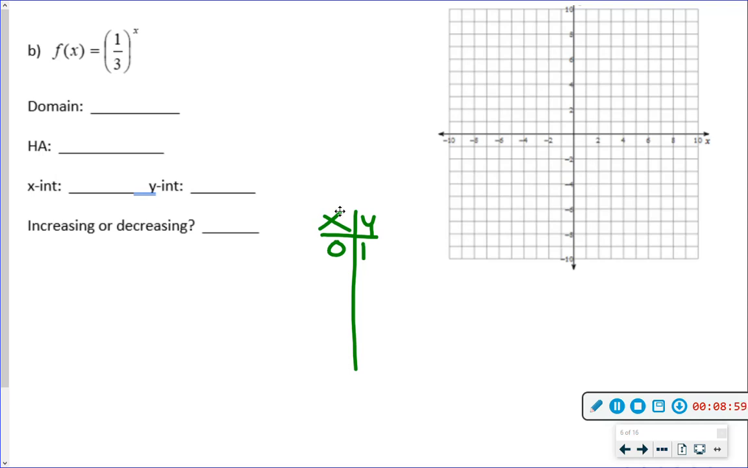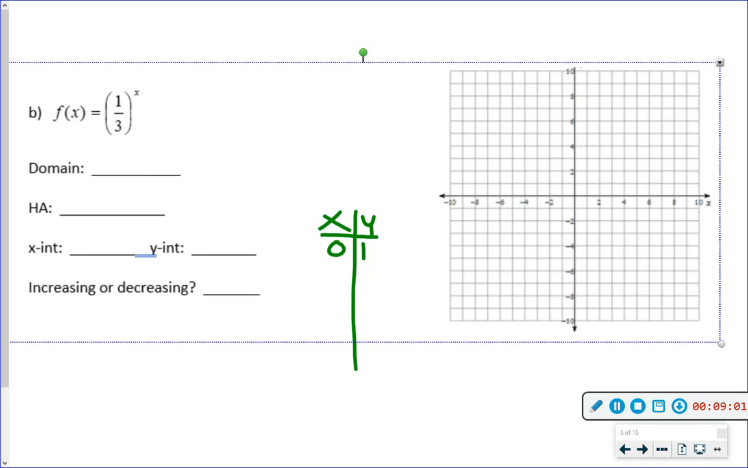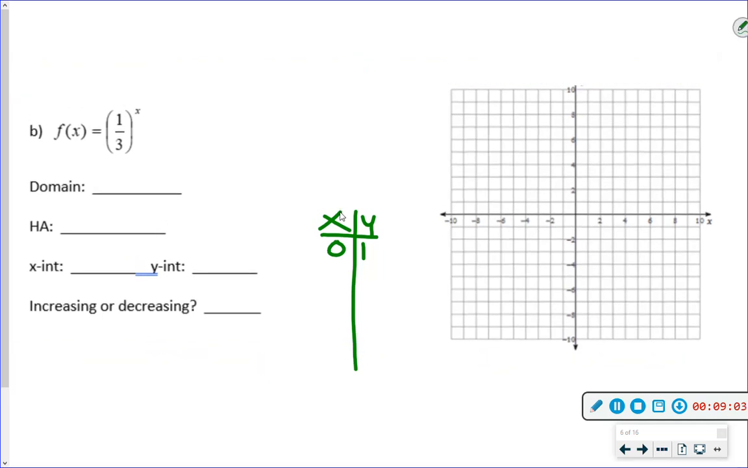Actually, I don't have very tall shoes on. I'm just going to lower this down a little bit here. Okay, I'm going to put 1 in. 1/3 to the first power. I really love graphing fractions, as you know.